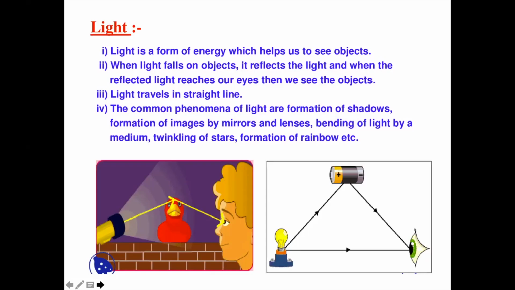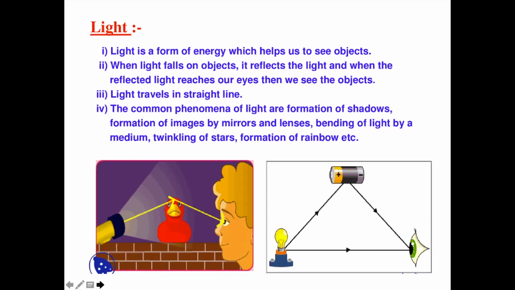Light is a form of energy which helps us to see objects. When light falls on an object, it reflects light, and when the reflected light reaches our eyes, we can see the objects. Light always travels in a straight line, and this is called rectilinear motion of light.